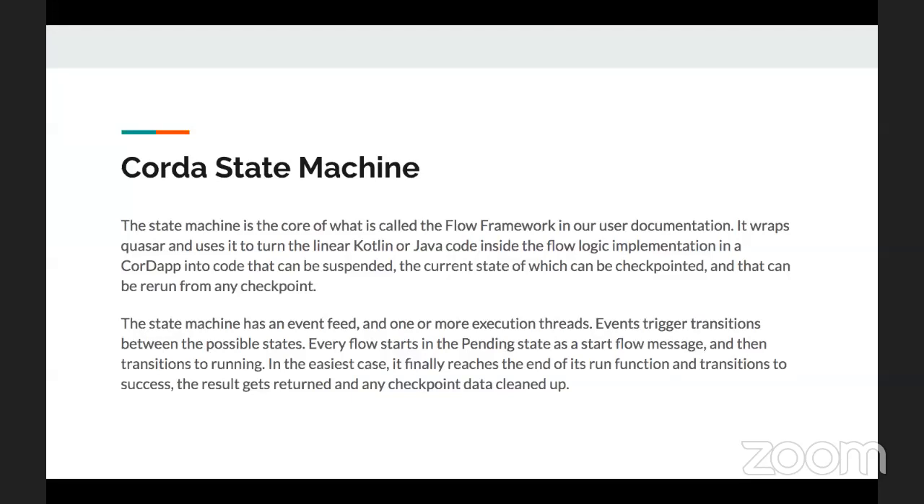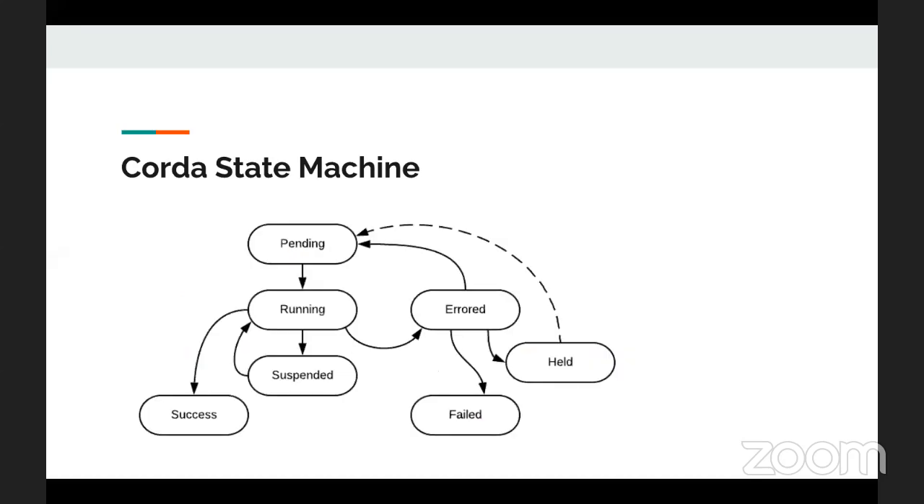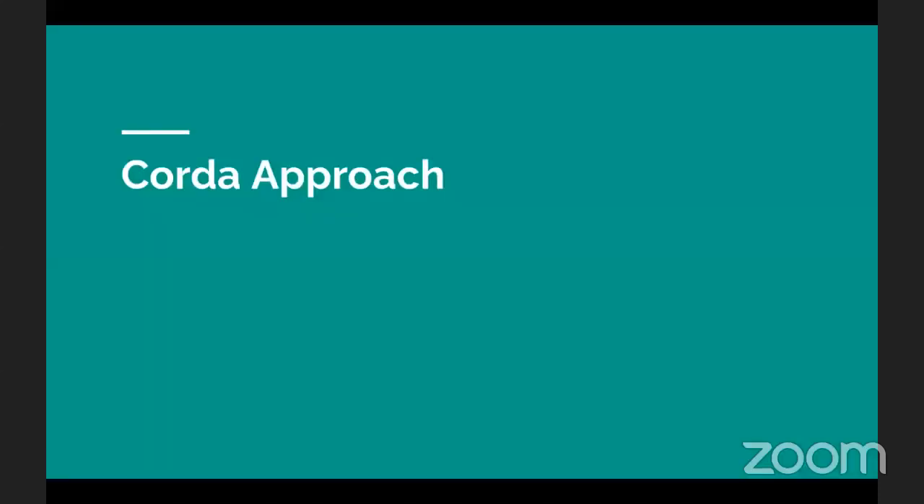Every flow starts in pending state as the start of the flow message, and then transitions to running. And then finally, we achieve finality at the end of its execution. And once the checkpoint is done, the data is cleaned up. So this is an example of how the Corda state machine works. Once it is running, if it is suspended, you can resume it. If there is an error, it can either go to fail state or held state, or you can move it to pending state and try it again. And finally, it can be success.